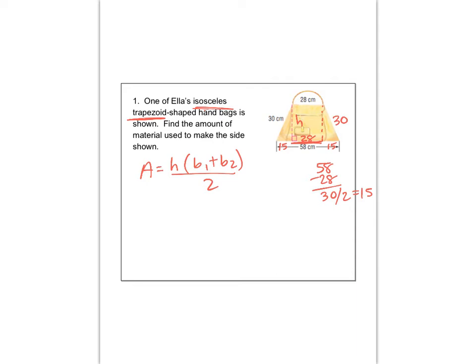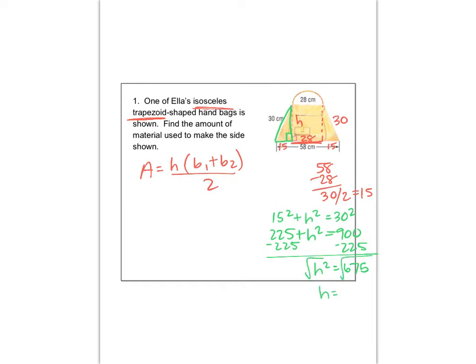Okay, so now the reason we did that is we can use this right triangle over here. I'm outlining it in green, and we can do Pythagorean theorem to find the height. So we can do 15 squared plus the height squared equals 30 squared. And we can solve that. 15 squared is 225. 30 squared is 900. Of course, subtract the 225. H squared ends up being 675. But then we have to take the square root. And h is going to be not a very nice number. It's 25.98. But the good news is we have our height.